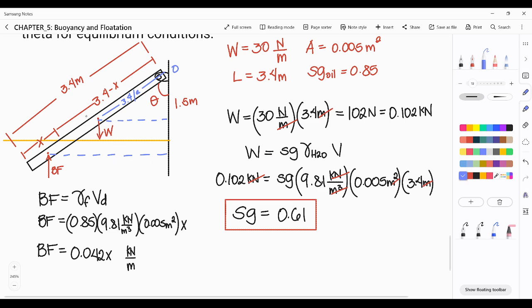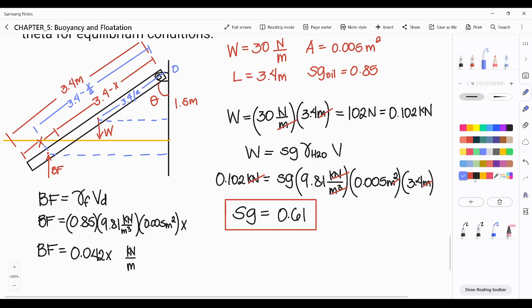So, ito ay 3.4 minus kalahati ng x, kasi nga nag-a-act din yung ating buoyant force sa centroid or sa gitna nung naka-submerge na length of our board. So, sana nagigets tong part na to. Medyo magulo pero malilinaw din yan mamaya.